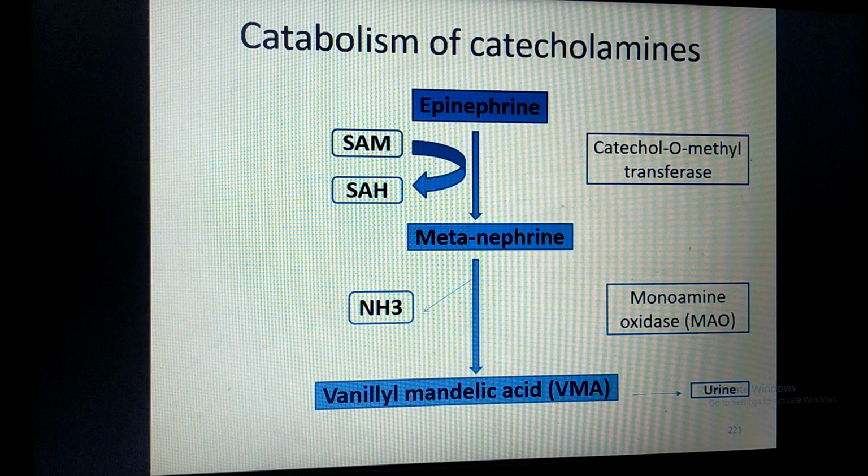When the synthesis of catecholamine in the body increases, excretion of VMA in the urine increases. So by estimating the VMA in the urine, you can diagnose the various diseases in which catecholamine synthesis increases.